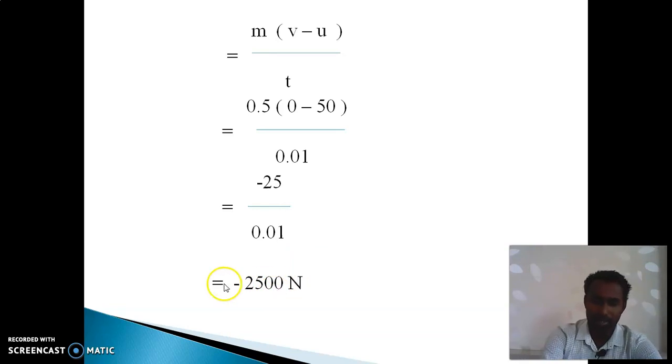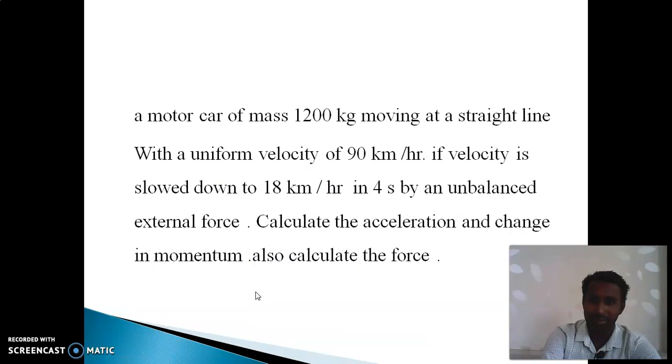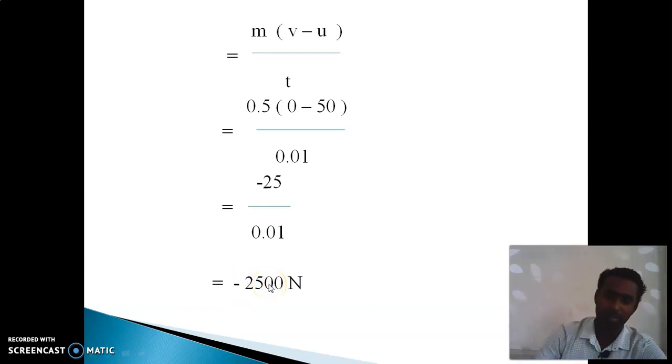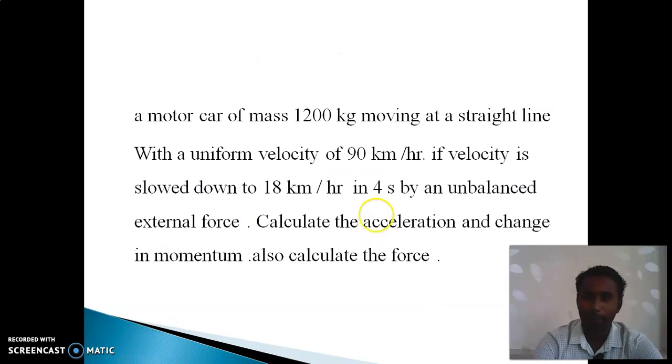So this is your answer. The force is minus 2500 Newton, right? So what does that minus indicate? Minus indicates the force exerted is opposite to the direction of motion, or movement. The force value should be minus 2500 Newton. So remember that. Okay, the next problem.